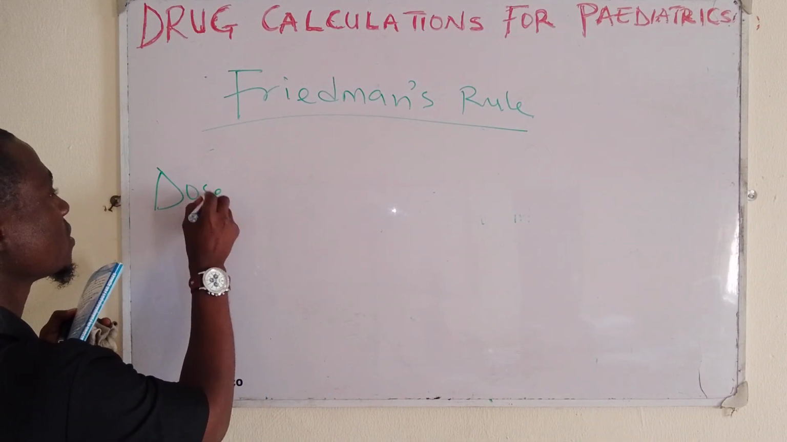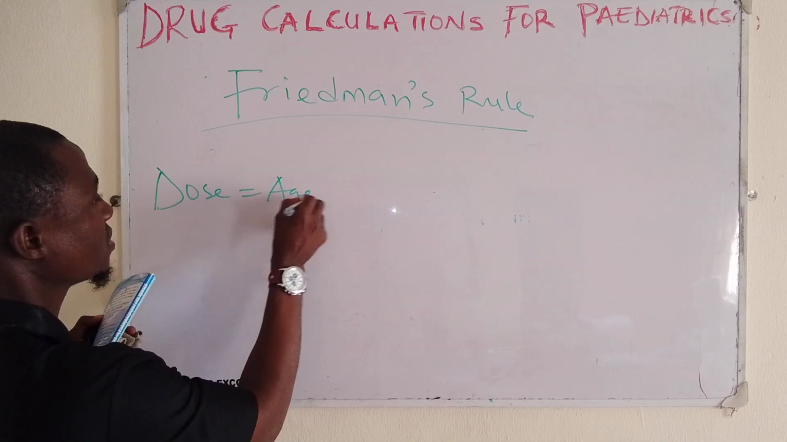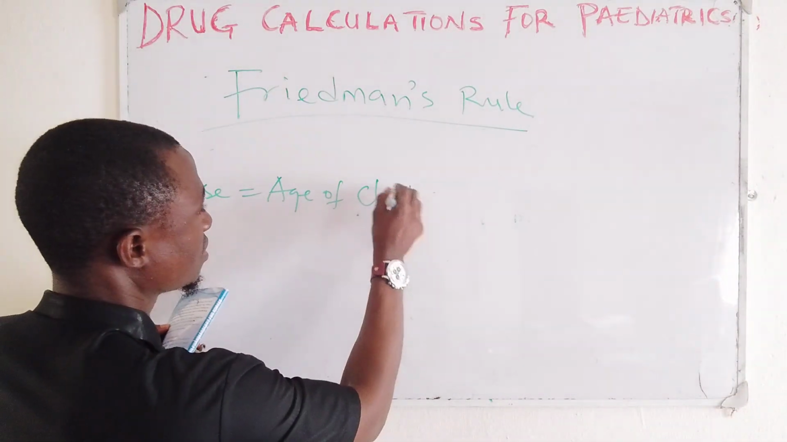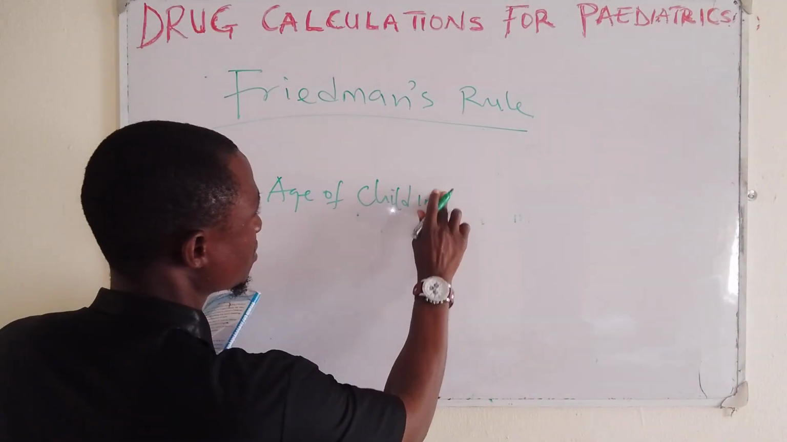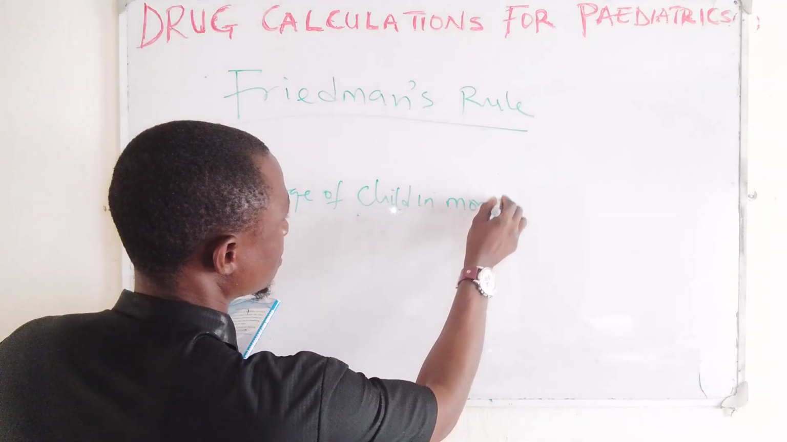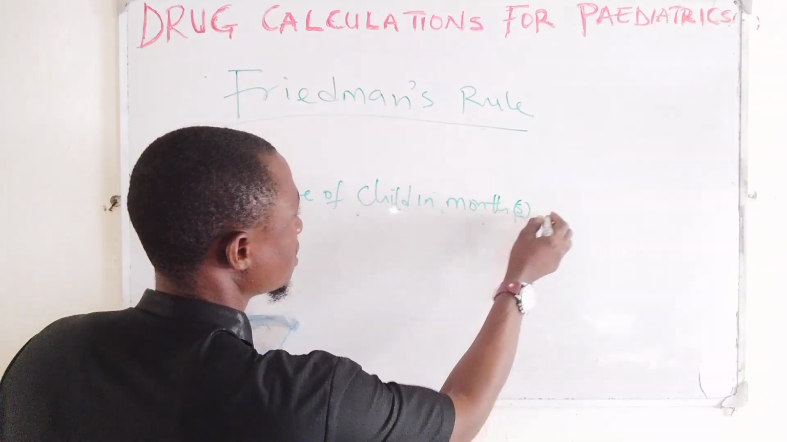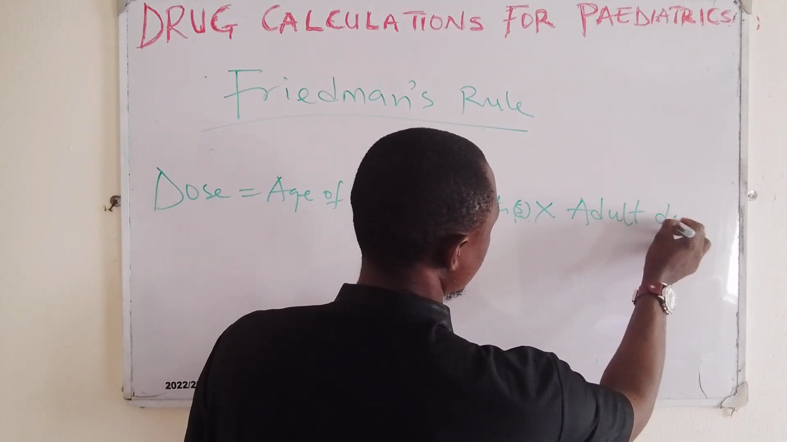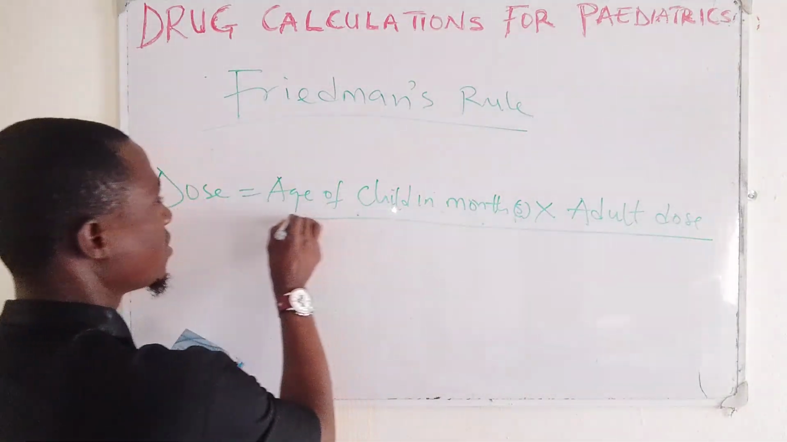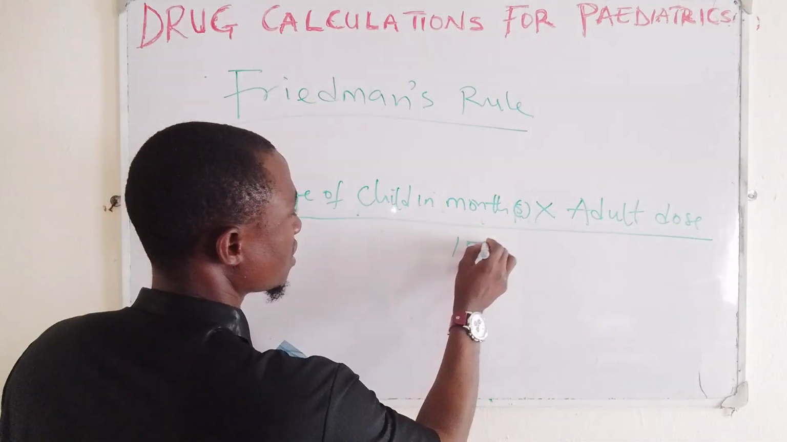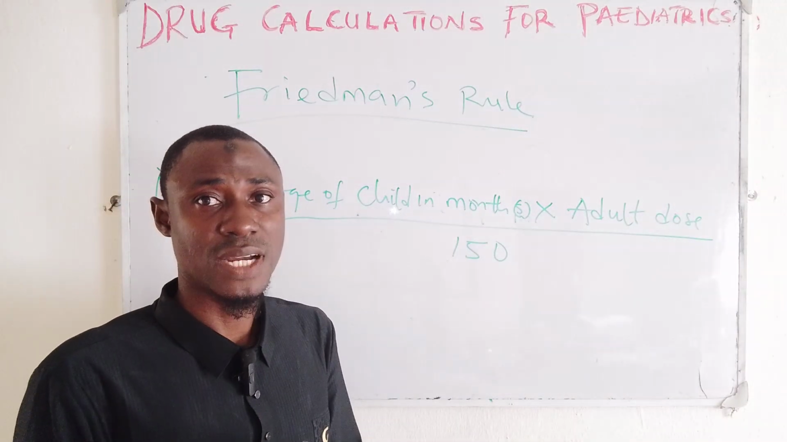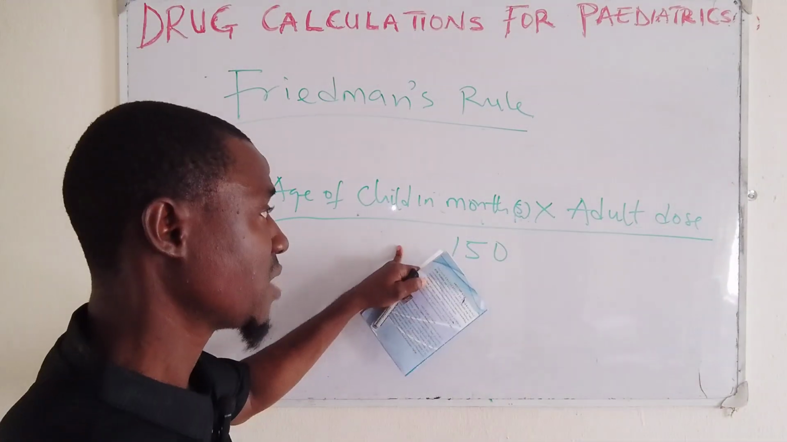So the dose is given to be age of child in months multiplied by the adult dose. This time around, the denominator is given to be 150. So this is the Friedman's rule. So this is simply the Friedman's.